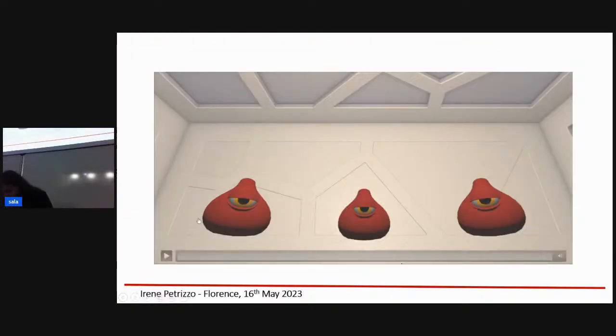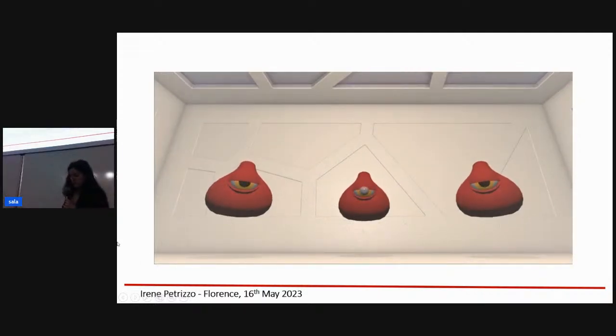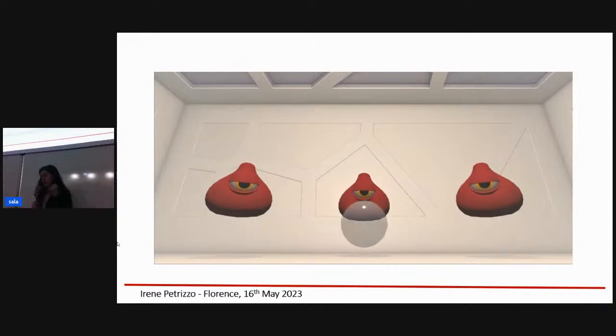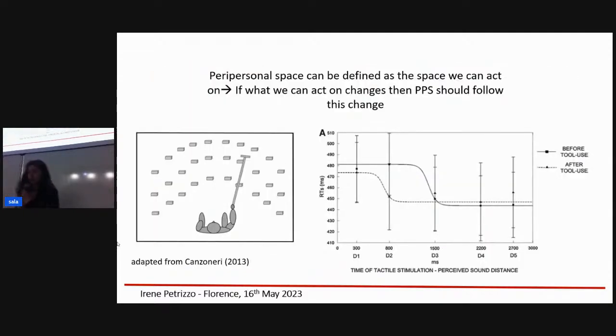This is a short demo from the experiment. So you can see that here is the bubble, and at some point during this path of the bubble, a vibration was delivered, and we measure reaction times. But if the definition of peripersonal space is the space we can reach, if what we can reach changes, then the peripersonal space should change as well. And this is exactly what happens.